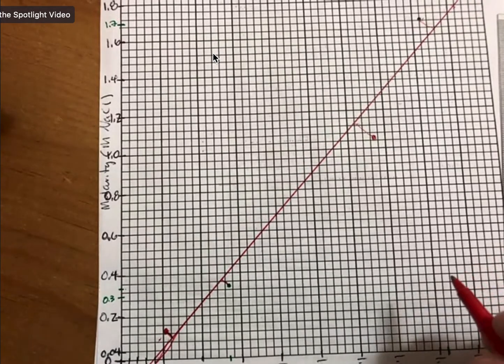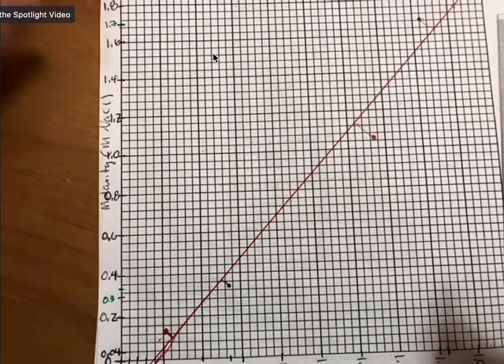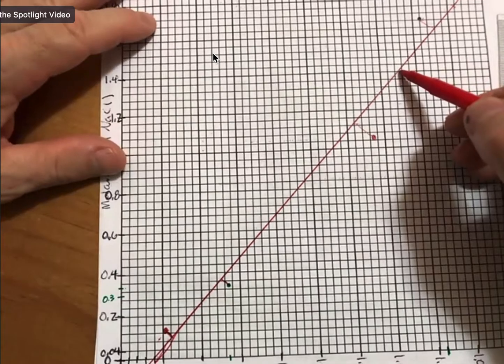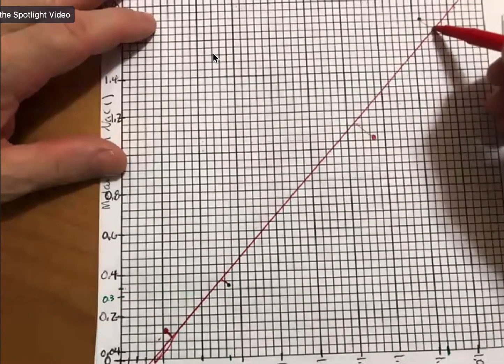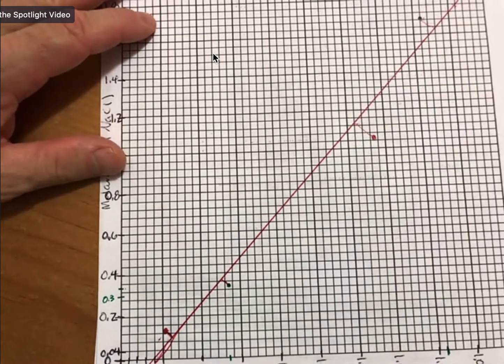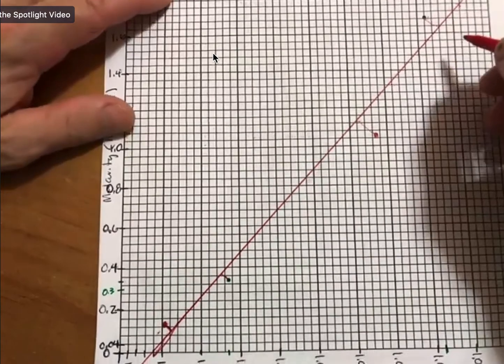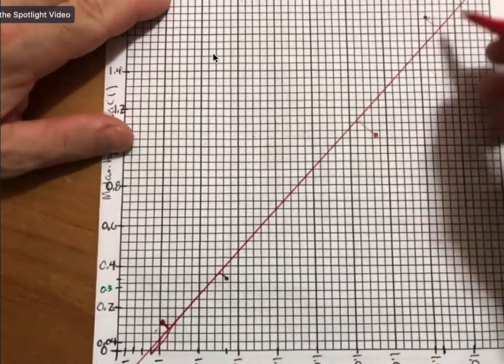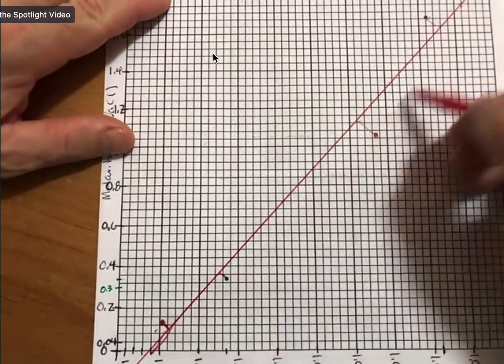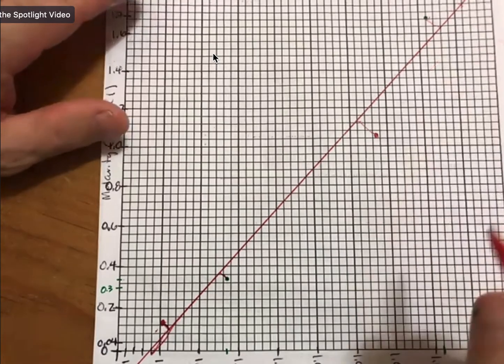And when we do this in Microsoft Excel in a few minutes, Microsoft Excel will actually make the best fit line by looking at the square of the distance above and below the line. But we just want to do the best we can. So are there any questions about how I drew this line? Okay.